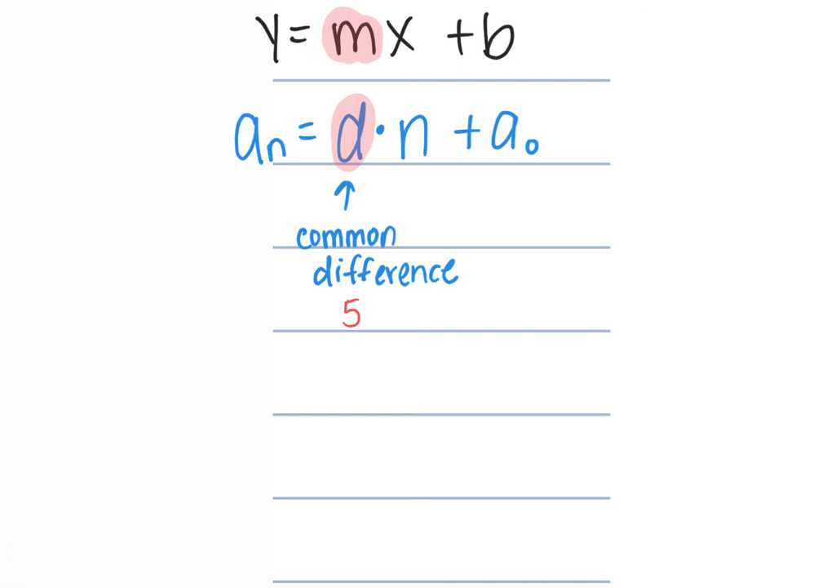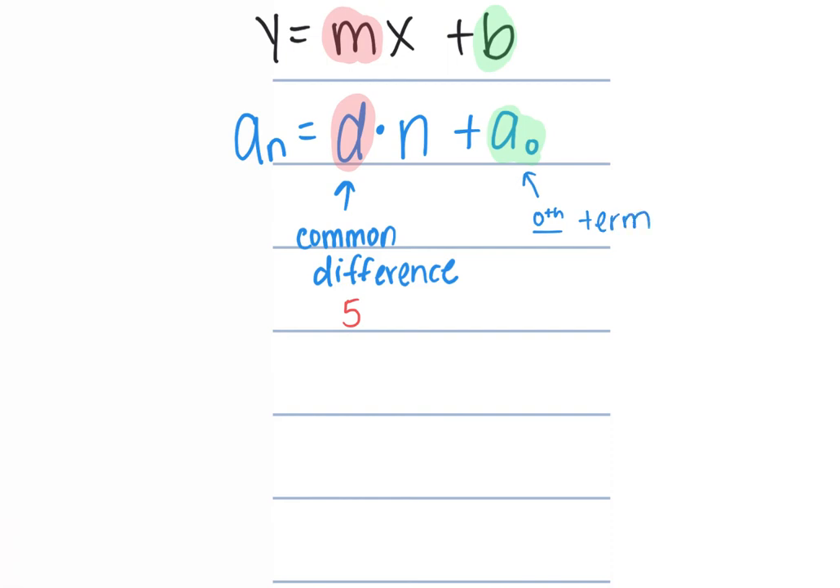But a sub 0 we should know. And a sub 0 directly coordinates with your y-intercept. So highlight a sub 0 and b with the same color. Now, a sub 0 is the 0th term. So it's one before the first term. It's the 0th term. Okay?